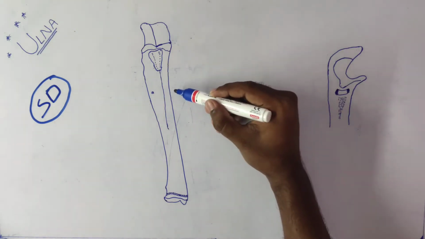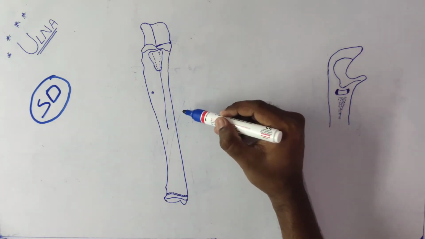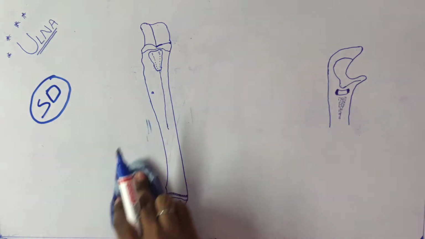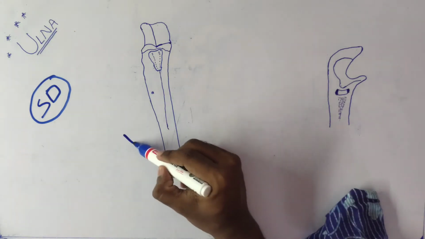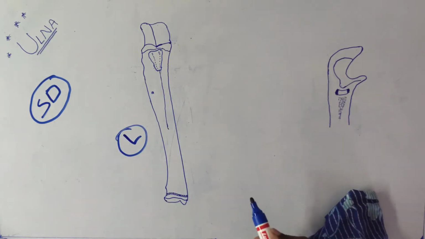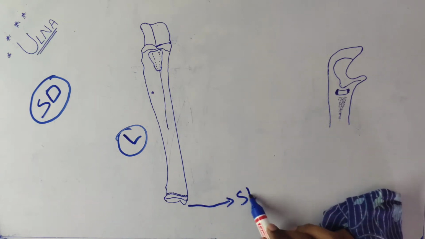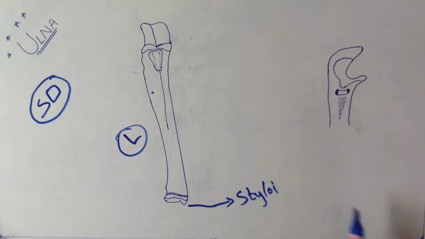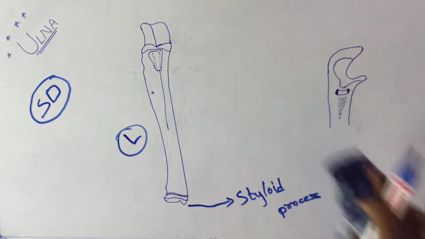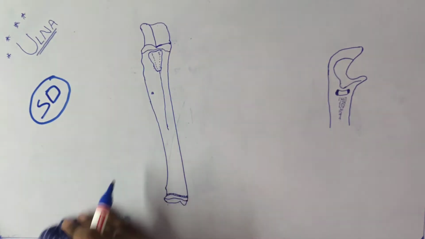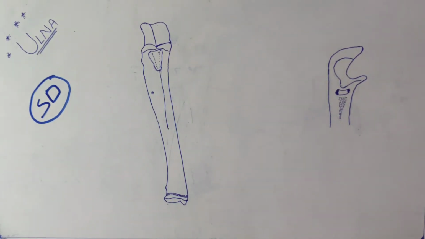Next, the lateral surface, and here it is the lateral border. The lateral border of the shaft is sharp, and while coming to the medial border, there is the styloid process. This is the styloid process. Now, at the upper end there is a hook-like shape. At the lower end there is a styloid process, and on the lateral side the shaft is very sharp.